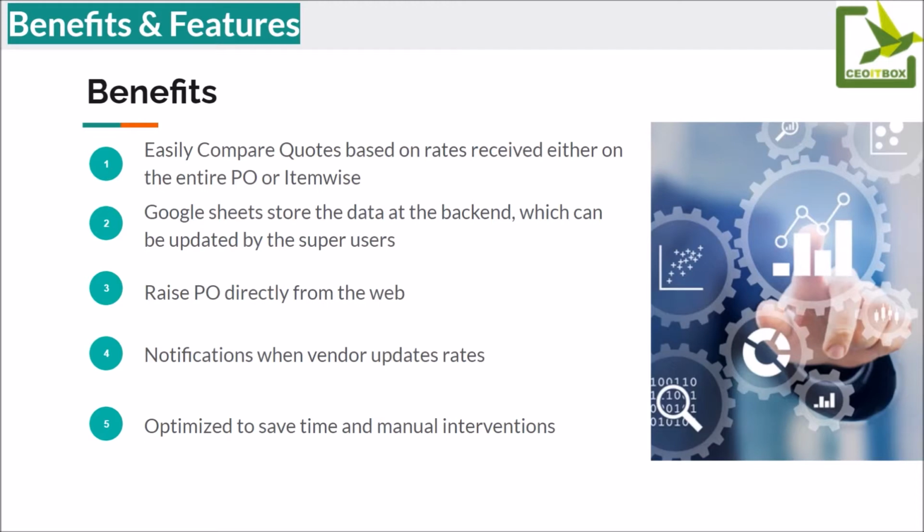You can define the PO in the backend, the PO format in the backend, and we will be automatically sending it out either through WhatsApp and or through email. Notifications to vendors will also be sent whenever you are making any kind of change or requests, and also when vendors are going to be sending you the rates, your team is going to be notified.